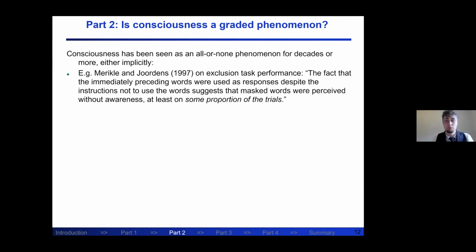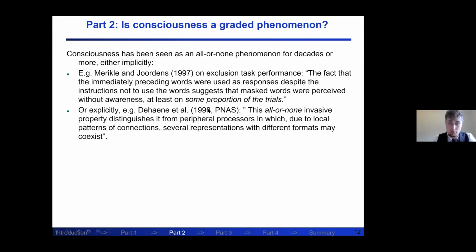So part of what we've been doing is, well, first, this all or none view has been in the literature for quite a while. It's been going a little bit back and forth, but even in the 90s, you have it with some of the people using exclusion tasks. They write here that masked words were perceived without awareness, at least on some proportion of trials. So they're talking about that you either see them or not, but on some trials you do, some trials you don't. They don't talk about weak experiences or processes working together or against each other and so on.